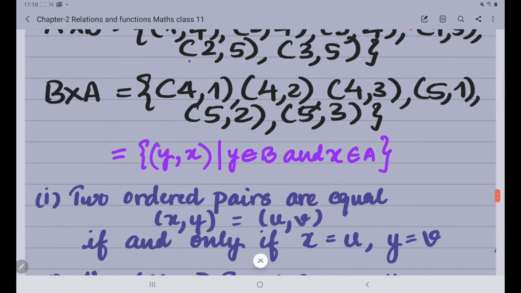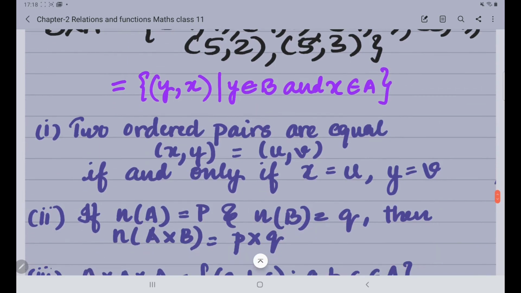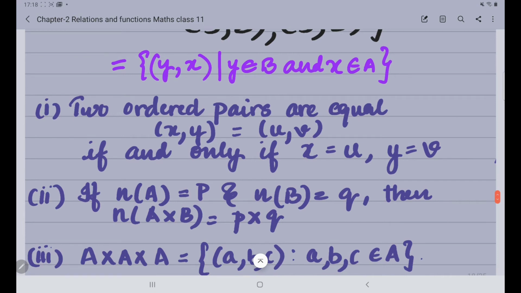Now we'll discuss some facts about the Cartesian product of sets. The first is that two ordered pairs are said to be equal if and only if the first elements are equal and the second elements are also equal. That is, if x is equal to u and y is equal to v, we can say that the ordered pairs are equal.